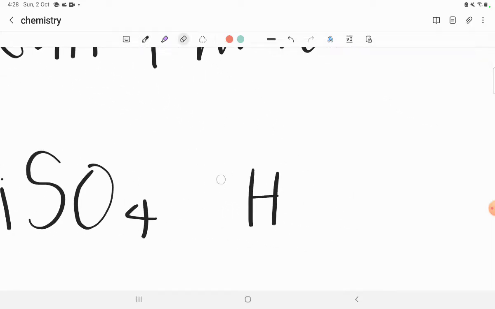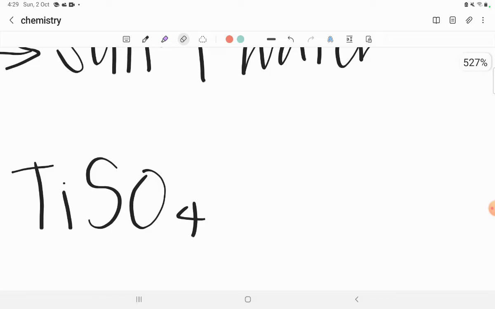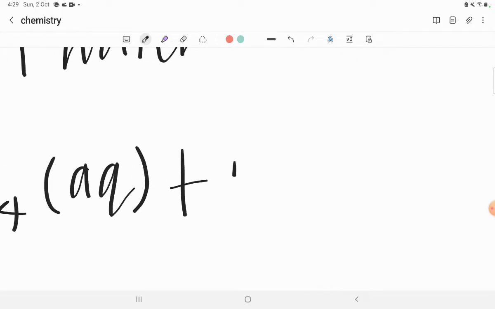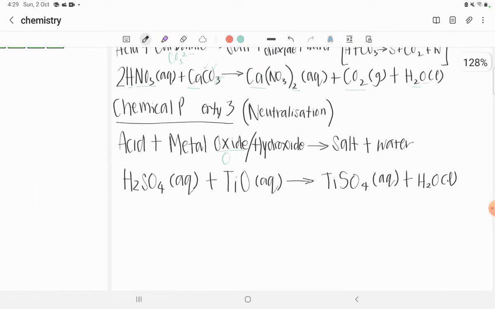Let's check if it's soluble. Sulfates, barium, calcium and lead are insoluble, so this is tin, not barium, calcium or lead, so this should be aqueous. And then we have water, H2O, liquid. And there you have it.